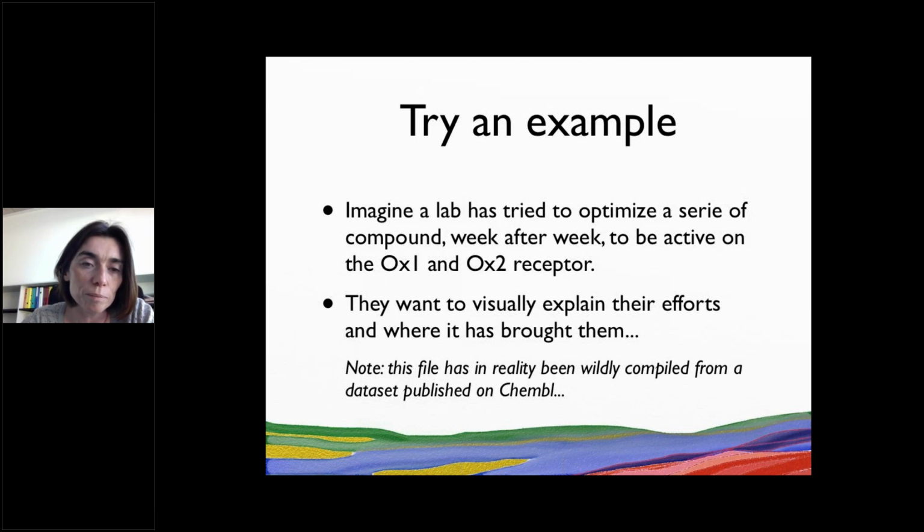Let's say that we have a lab which has tried to optimize a series of compounds week after week, and they want to have this compound active on the two receptors, orexin 1 and 2. And then they want to visually explain their efforts and where it has brought them. So I have compiled a set of data taken from ChEMBL. It's really a fake data set in the sense that I've assigned the weeks completely randomly, just to illustrate that.